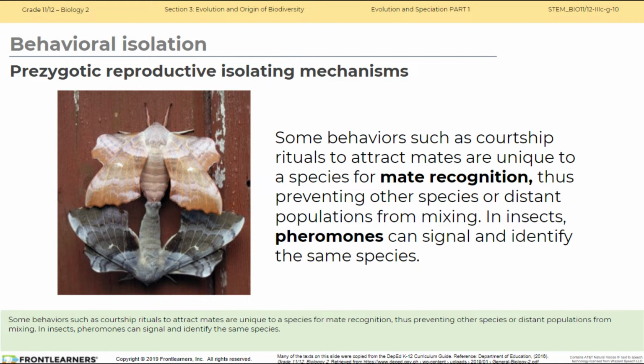Next is behavioral isolation. So, some behaviors such as courtship, panliligaw, rituals to attract mates are unique to a species for mate recognition, thus preventing other species or distant populations from mixing. In insects, pheromones can signal and identify the same species. Tingnan mo, class, kahit mere insect or any animals, lalo namang ibon, they have their courtship rituals, panliligaw.